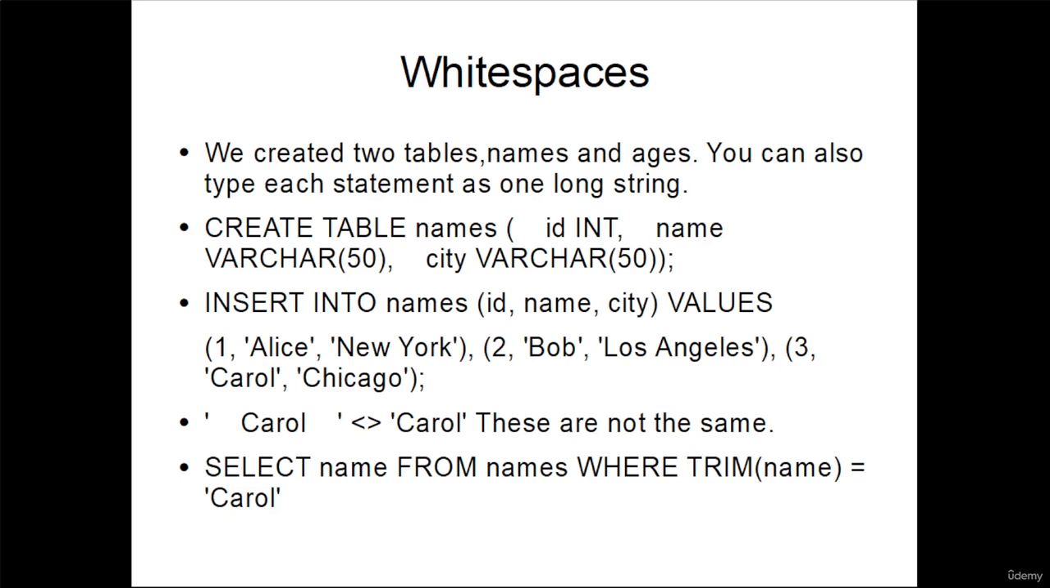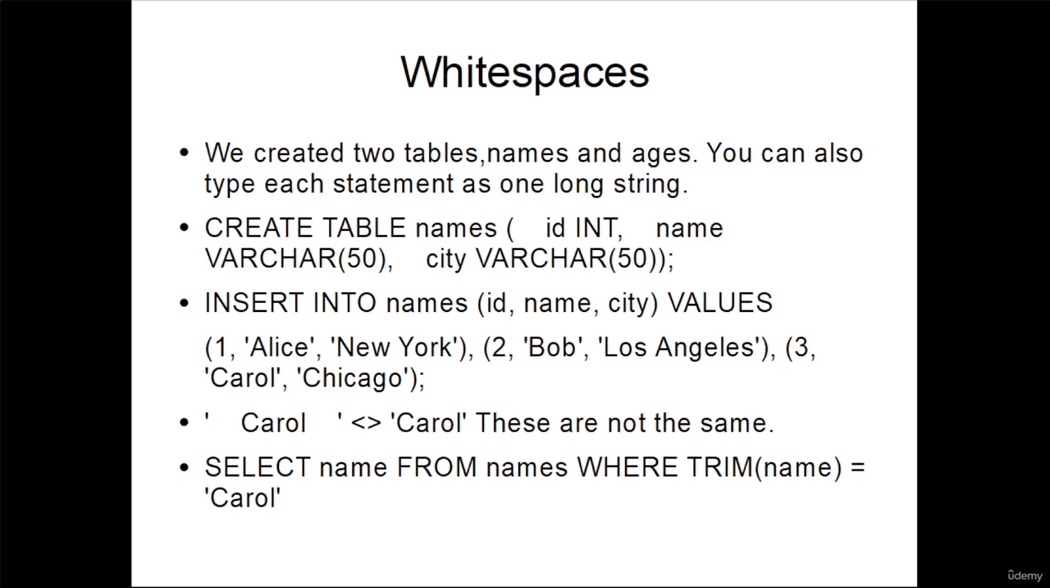Create table names, parenthesis. On a new line, ID integer. Another new line, name variable character 50. And another line, city variable character 50. This is only for readability, and to keep an eye on the structure. At the end of the first line there is an opening parenthesis, and on the last line we close it. Then we type a semicolon to indicate the end of our statement.